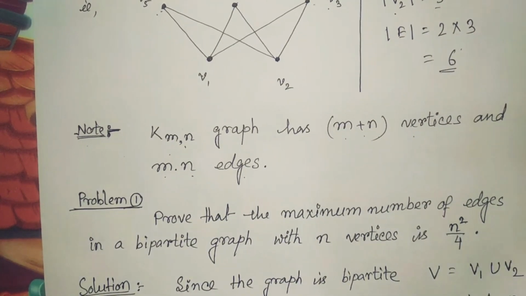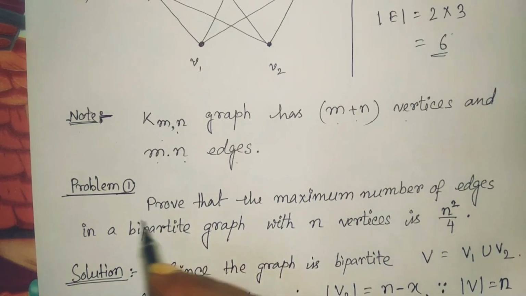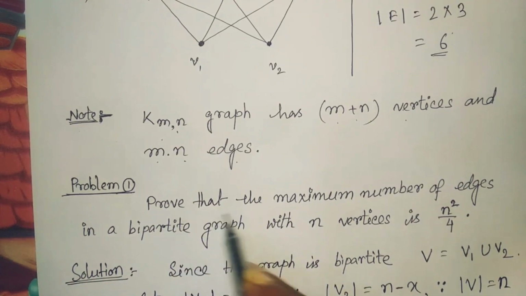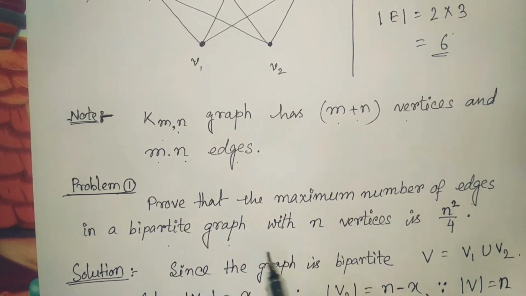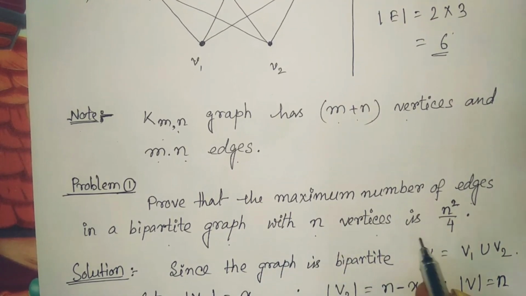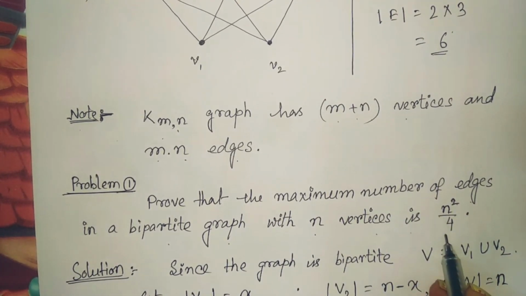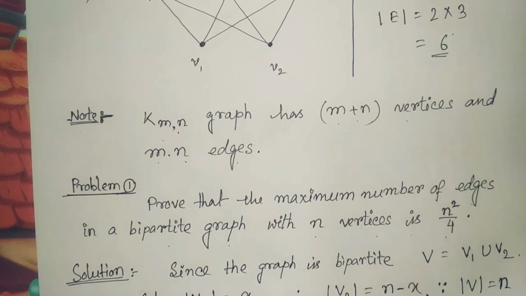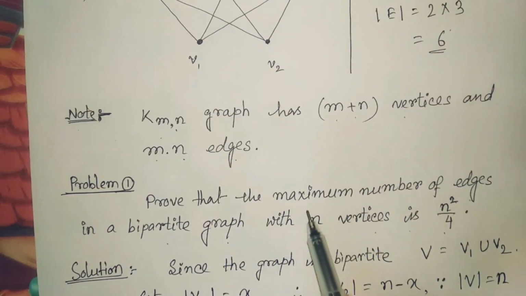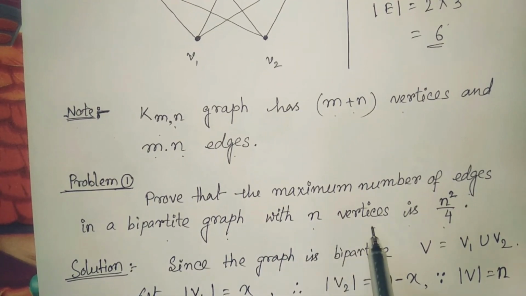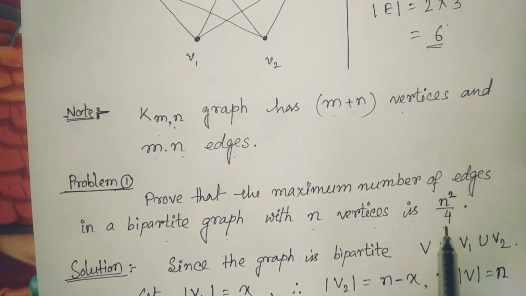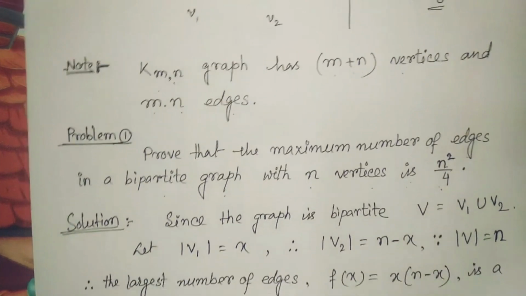Corresponding to this bipartite graph, there is a problem. So the problem is what? Prove that the minimum number of edges in a bipartite graph with n vertices is n square by 4. So what are we supposed to prove? That the maximum number of edges in a bipartite graph with n number of vertices is n square by 4.